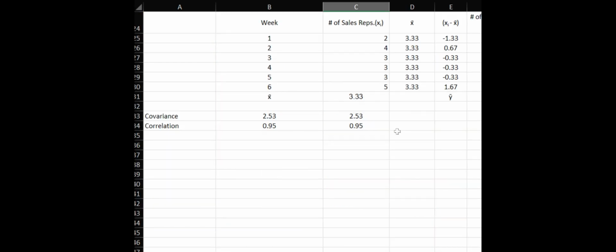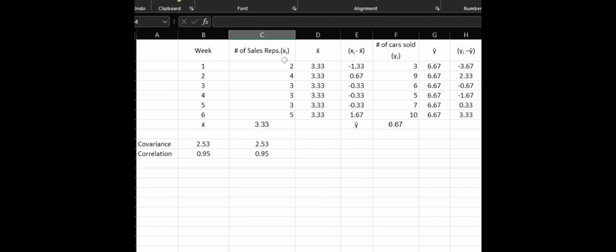Second example would be an example like this. We're going to get values similar to those. We have 2 variables, and then number of sales. We want to see if there is a correlation between the number of sales representatives and the number of cars sold, right? So we have those numbers for the different weeks here, week 1, 2, 3, 4, 5, 6. And we have the number of cars sold for that period.